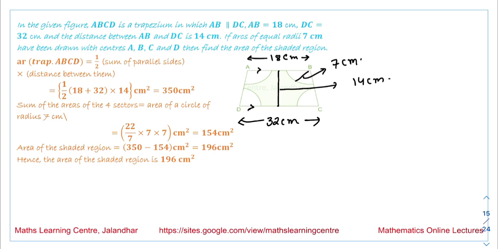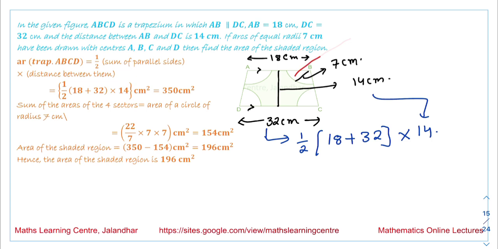So first of all, we are writing the formula for the area of the trapezium. It will be half sum of the two parallel sides into the distance between them. It is 14. Next, we are writing the area of these arcs we are talking about. These are 4 arcs. We are saying that there are 4 arcs.